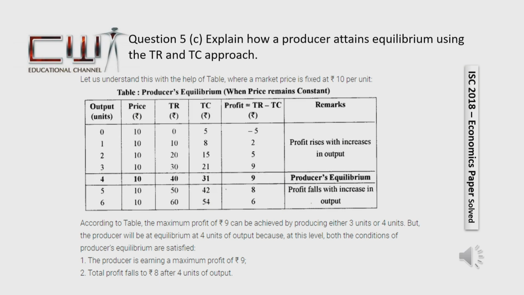Now, according to the table, the maximum profit of 9 can be achieved by producing either 3 units or 4 units. But the producer will be in equilibrium at 4 units of output, because at this level both the conditions of producer's equilibrium are being satisfied. That is, the producer is earning a maximum profit of rupees 9 and the total profit falls to rupees 8 after 4 units of output.